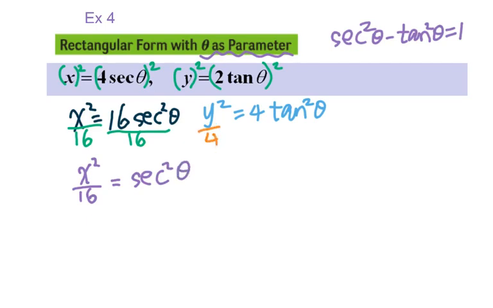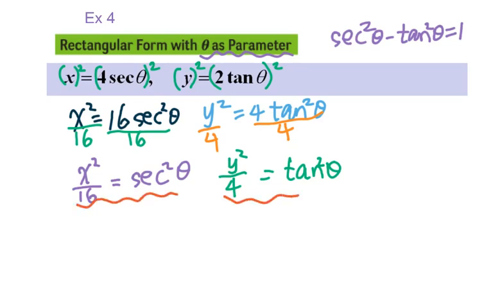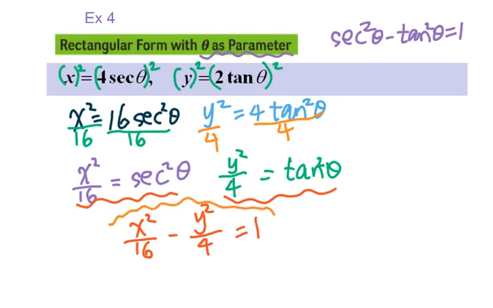Then we divided by 4 both sides. We got tangent squared theta equals y squared over 4. Then we do subtraction for these two equations. We got x squared over 16 minus y squared over 4 equals 1. This will be hyperbola equation.